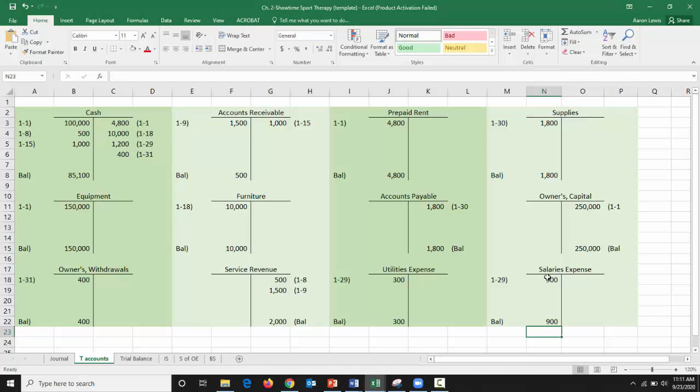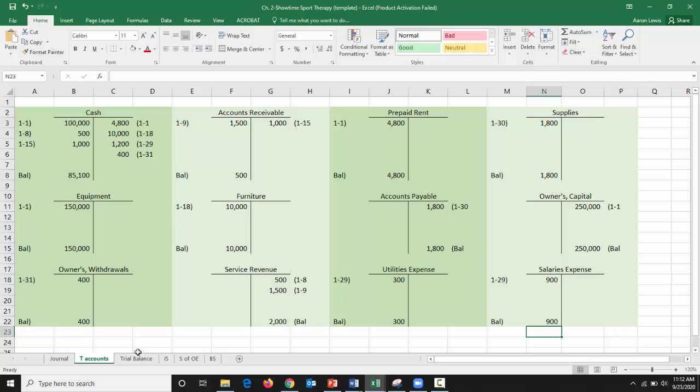We owe other people $1,800 for things that happen during the normal course of business. Our owner's stake in the business at this time is $250,000. He withdrew $400 during the period. Our business did $2,000 worth of service revenue, and we had to pay $300 in total for utilities and $900 in total for salaries.